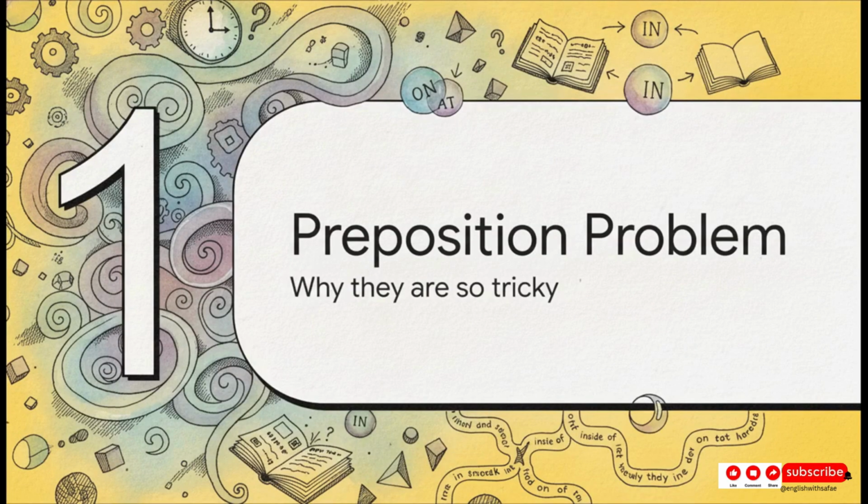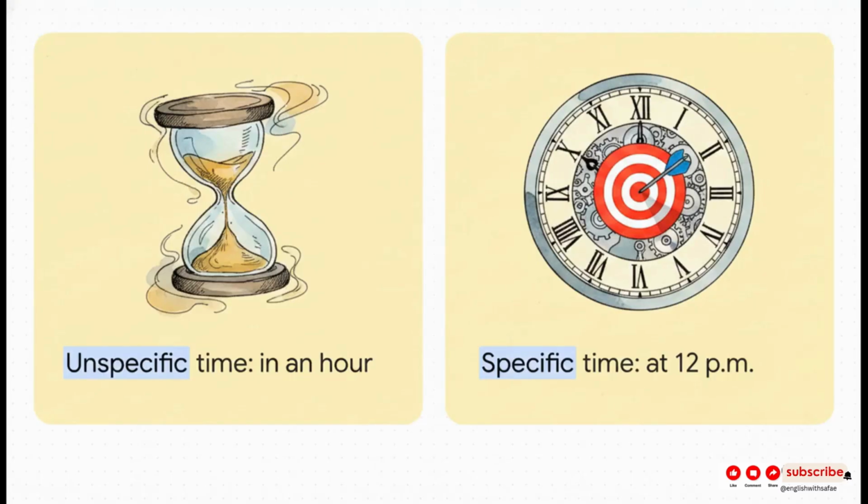Section 1. The preposition problem and why they are so tricky. Let's just look at the difference between in an hour and at 12 p.m. Both of these deal with time, right? But we treat them completely differently. Why? Well, an hour is an unspecific duration, while 12 p.m. is an exact, pinpointed moment on a clock. It is so ridiculously easy to mix these up because the difference is incredibly subtle. And that is exactly why we need a structured approach to categorize them in our minds.